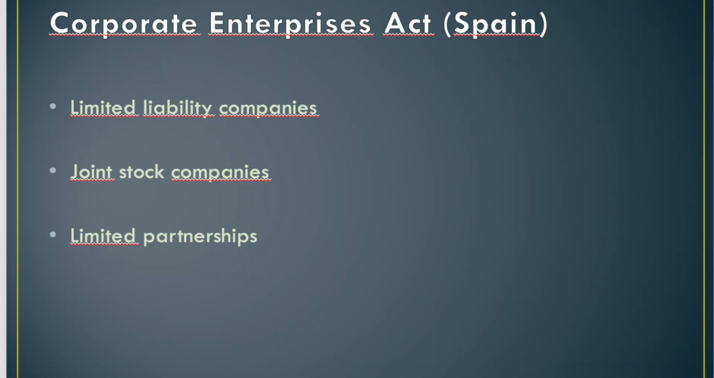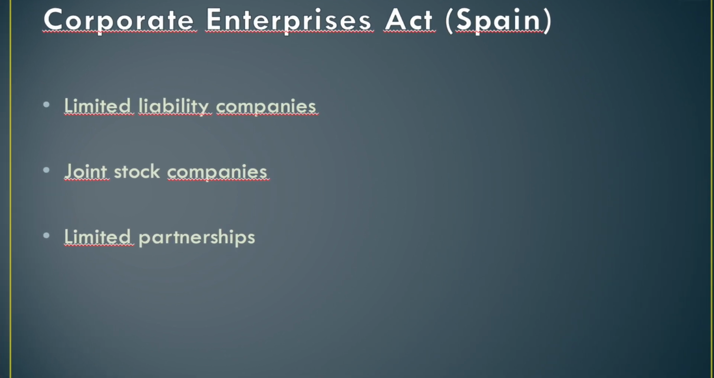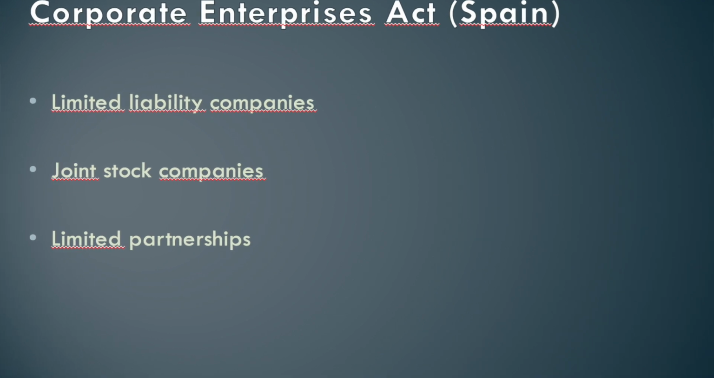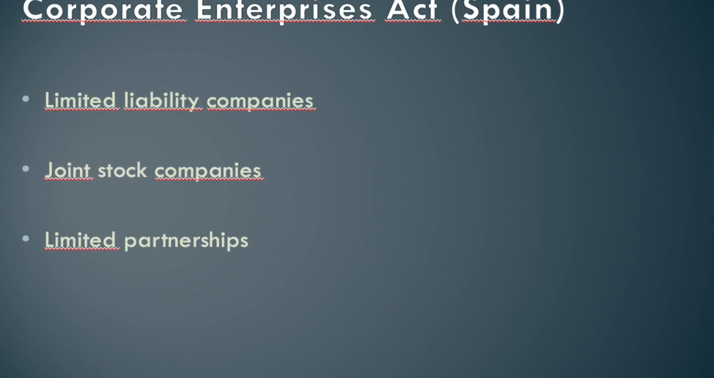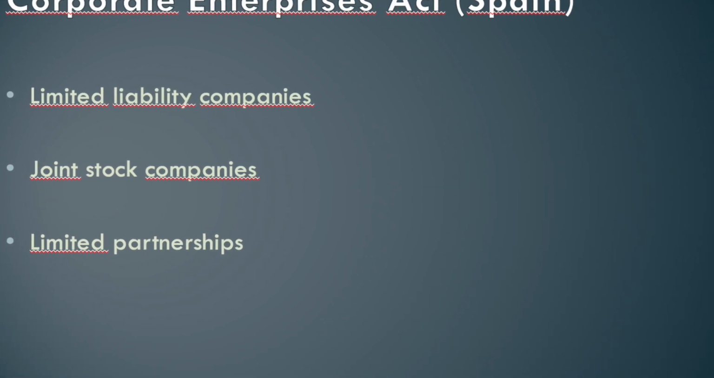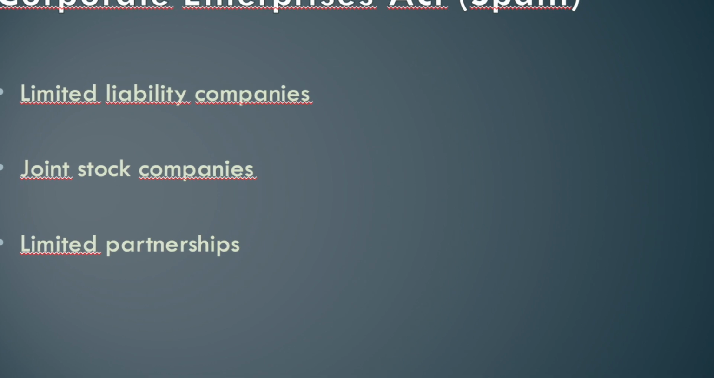I mean, if we take a look at Spanish company law, we see that in Spain we have limited liability companies, what in Spanish is called sociedades de responsabilidad limitada, joint stock companies, sociedades anónimas, or limited partnerships by shares, sociedad comanditaria por acciones. These are the main types of companies in Spain.